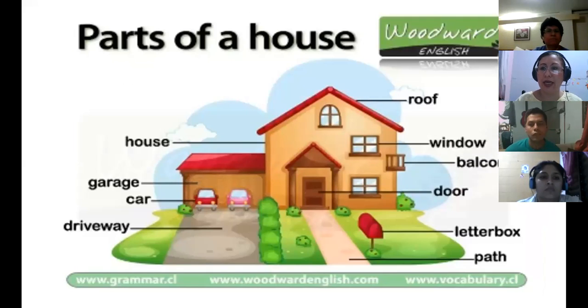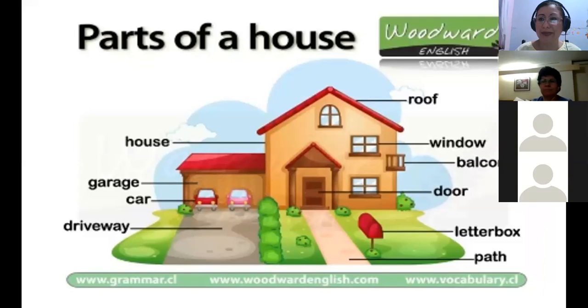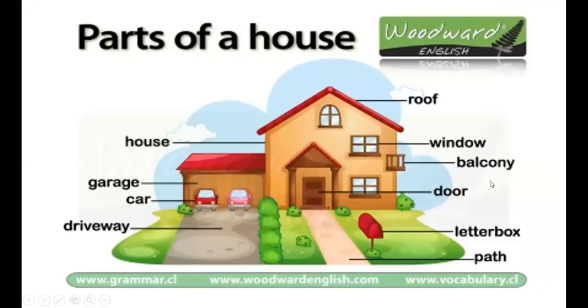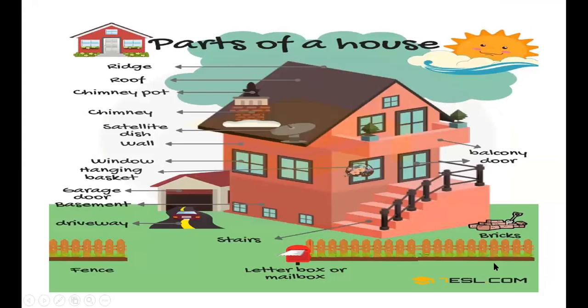So can you watch my screen? ¿Podemos ver la pantalla? Okay. This is the external part of a house. Esta es la parte externa de la casa, ¿verdad? You have the roof, the window, the balcony, the garage, the cars, the driveway, the letterbox, the path. And here we have a full, complete description of the external part of a house.